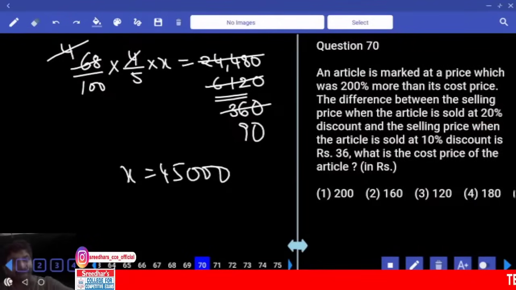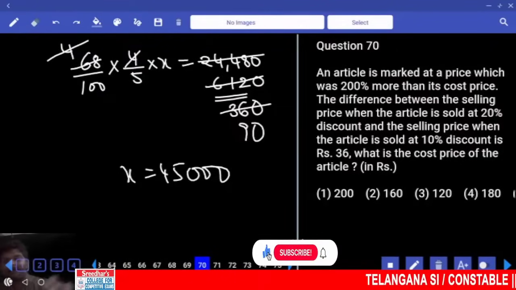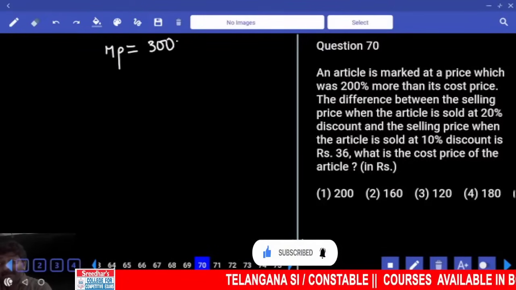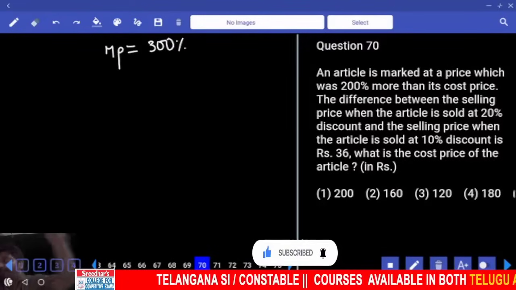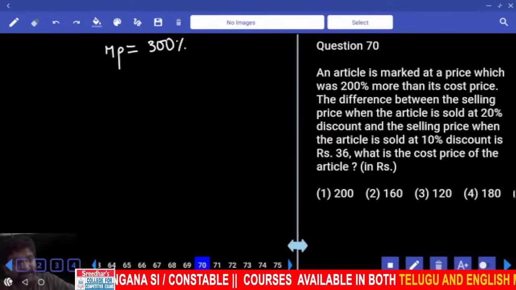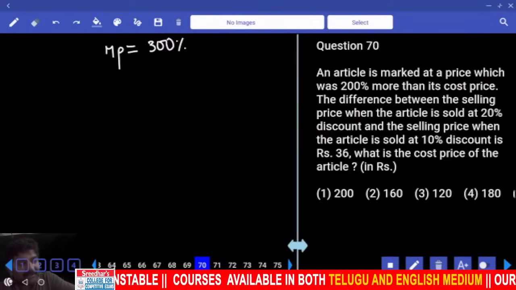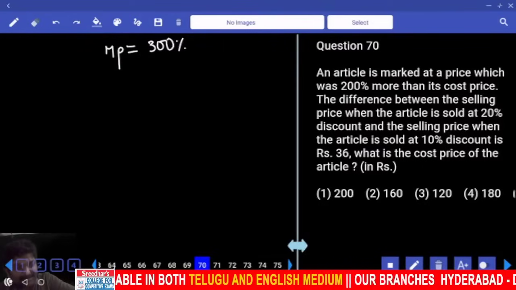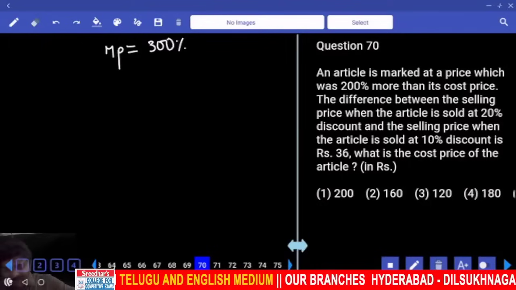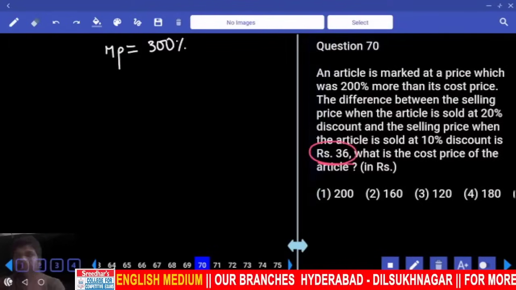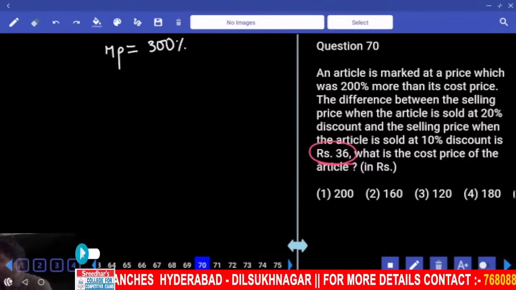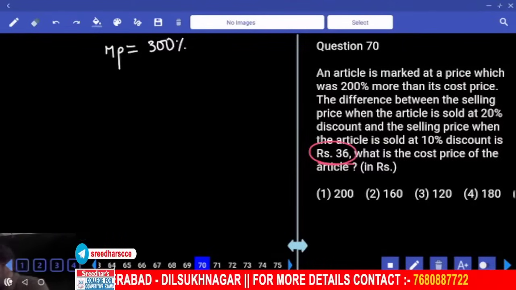An article is marked at a price which was 200% more than its cost price. If the cost price is 100%, the marked price will be 300% because it is marked 200% above. The difference between the selling price when the article is sold at 20% discount and the selling price when the article is sold at 10% discount is 36 rupees. So finally, can you tell me what is this 36? In words, tell me what is 36? Difference. Difference of what?